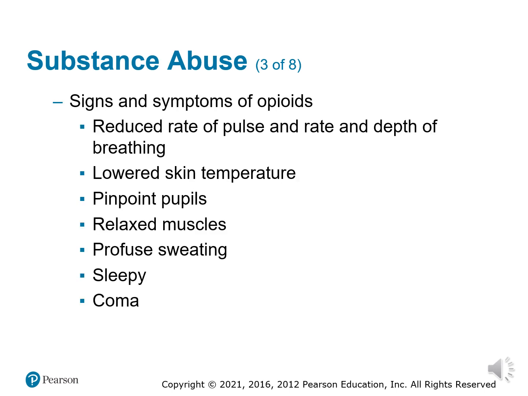Signs and symptoms of opioids are a reduced pulse rate and rate and depth of breathing. They'll have lowered skin temperature and pinpoint pupils. Their muscles will be relaxed. They'll have profuse sweating. They could be sleepy and even go into a coma.